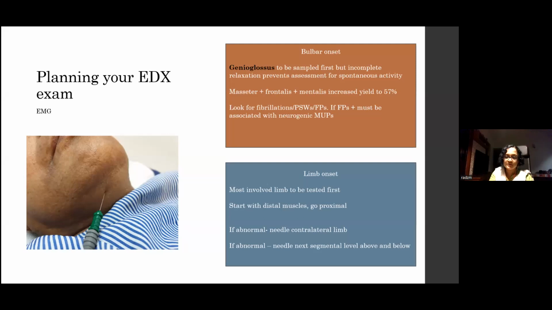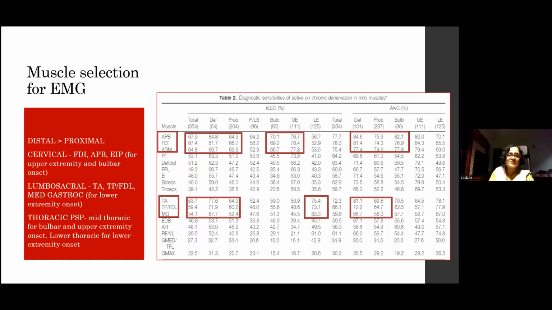So once you have shown that there's denervation in one segment, go to the next segment. So if we've shown denervation in cervical, go up to bulbar, go down to thoracic. So you have to keep moving. And sometimes you have to do lumbosacral anyway, even if thoracic is normal. So which muscles do you select? Distal more than proximal, your yield is higher.